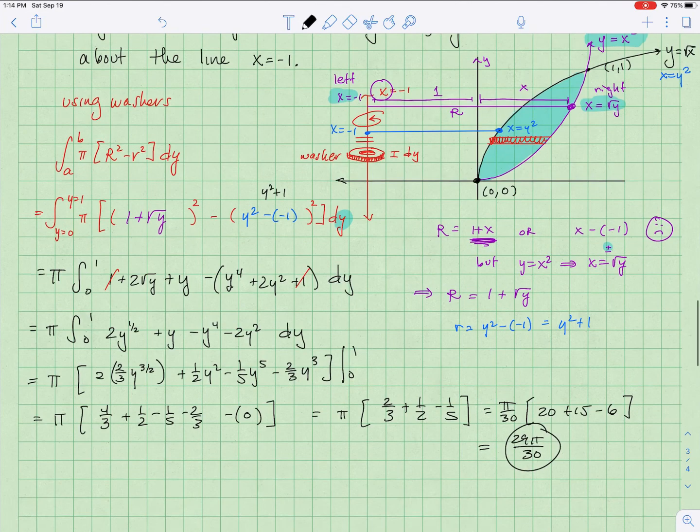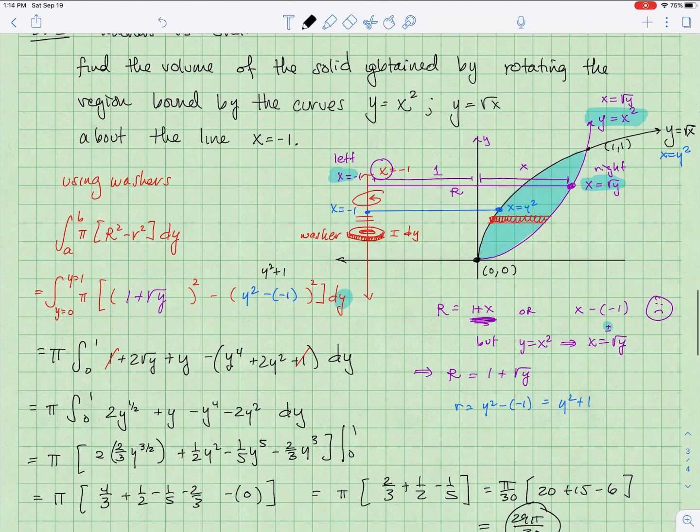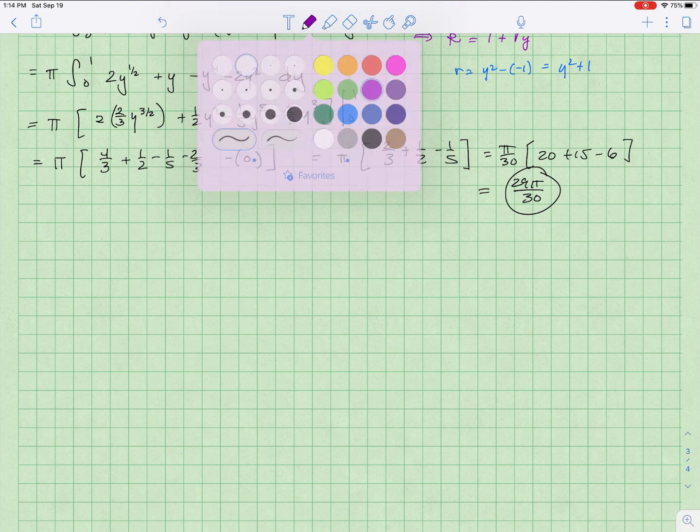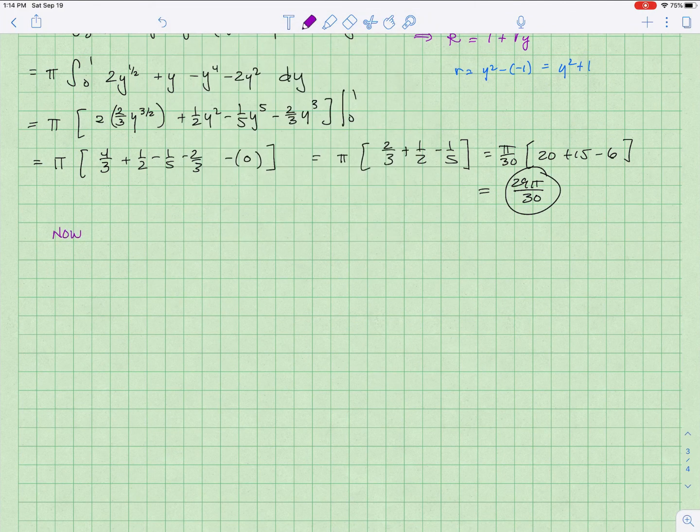Now, let's take a look at this same problem again using the shell method. So, example number 1, now with shells. Let's draw this region again really quick here. Not to scale. 1, 2, 3, 4, 5, 6, something like that.